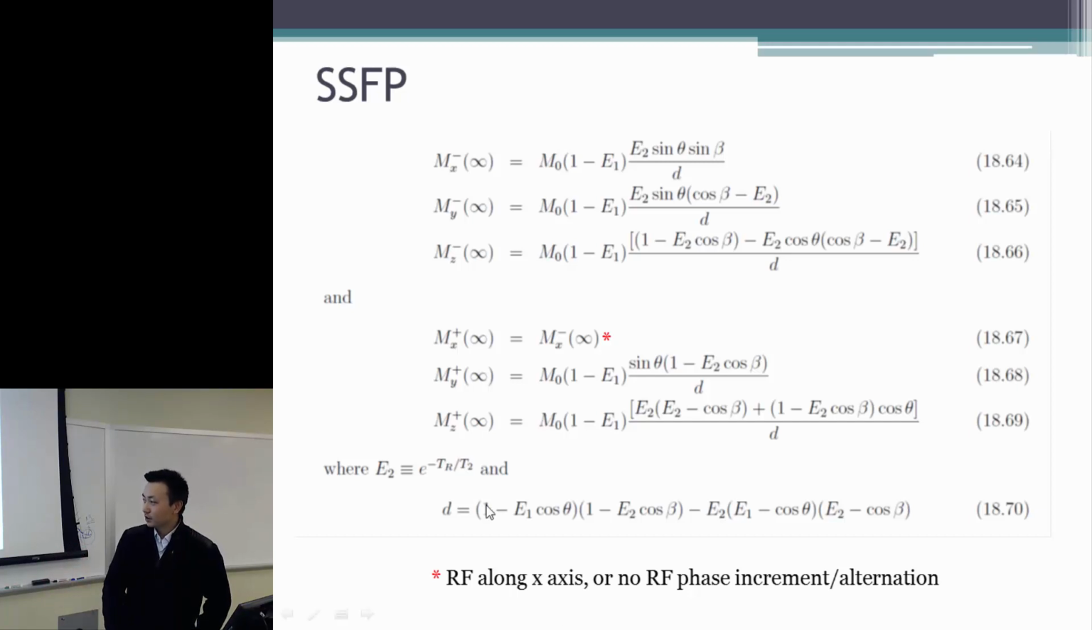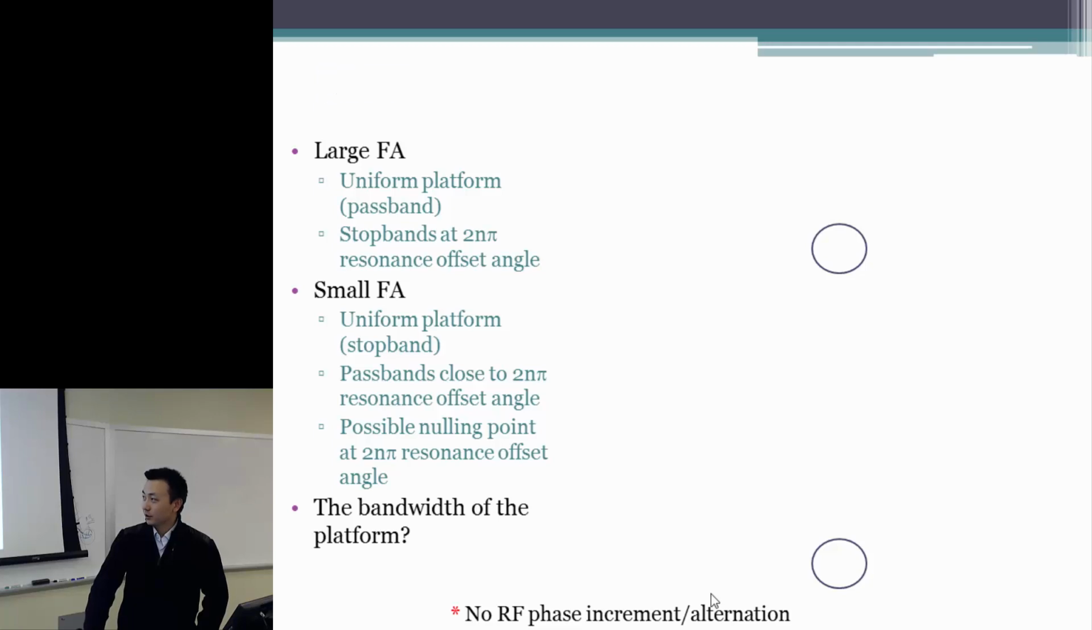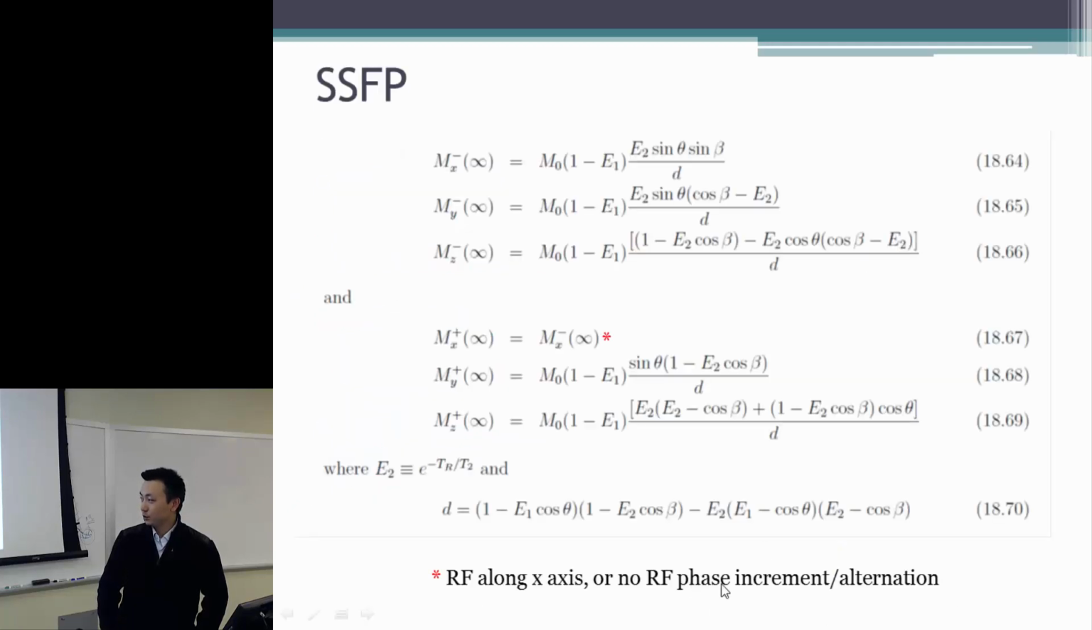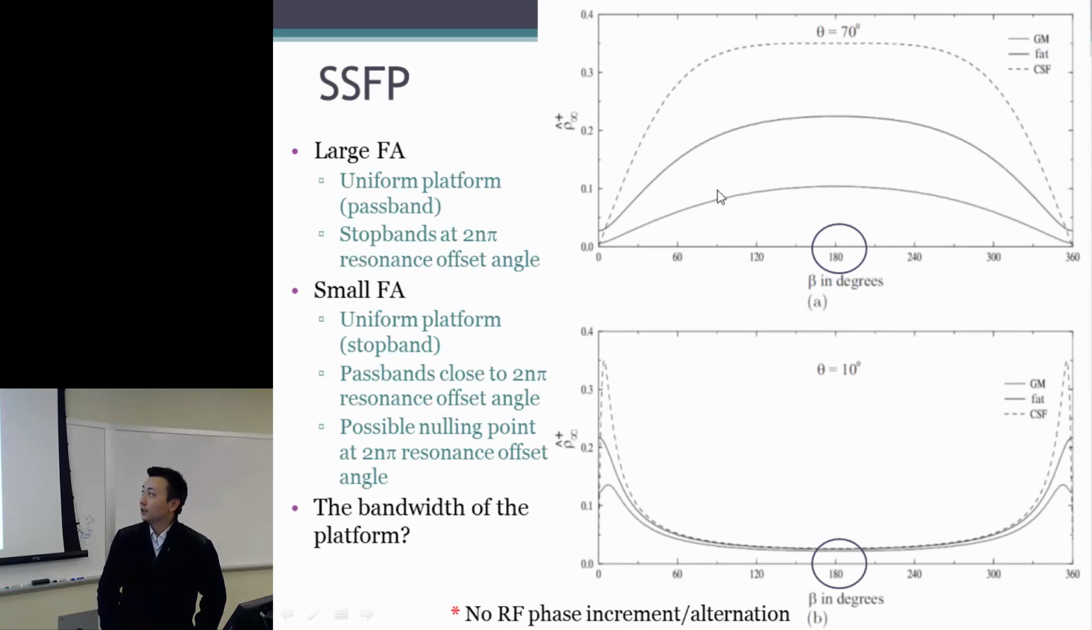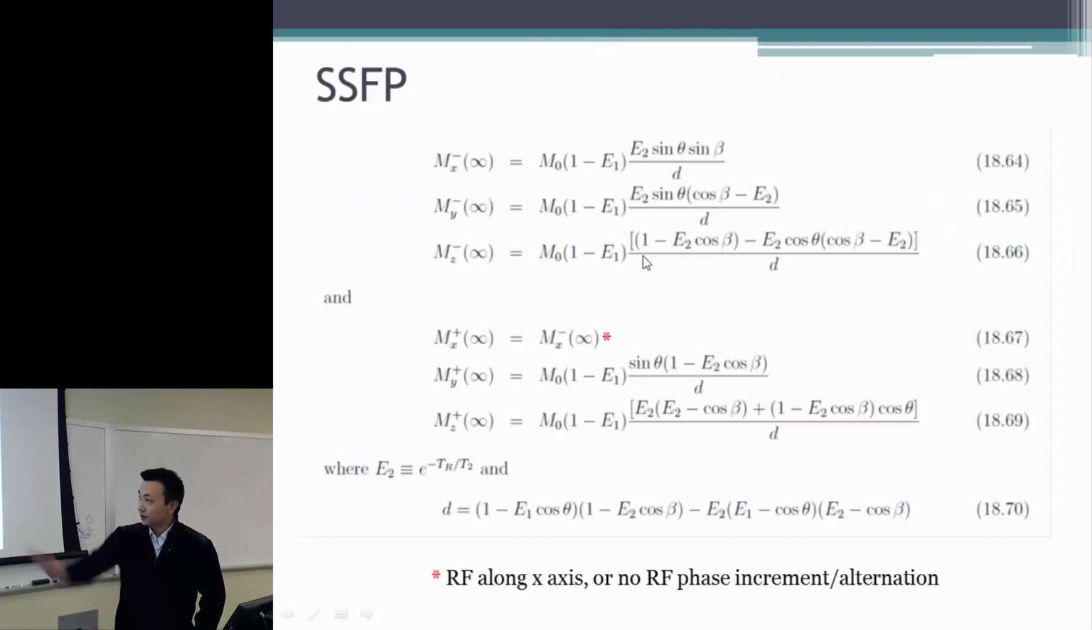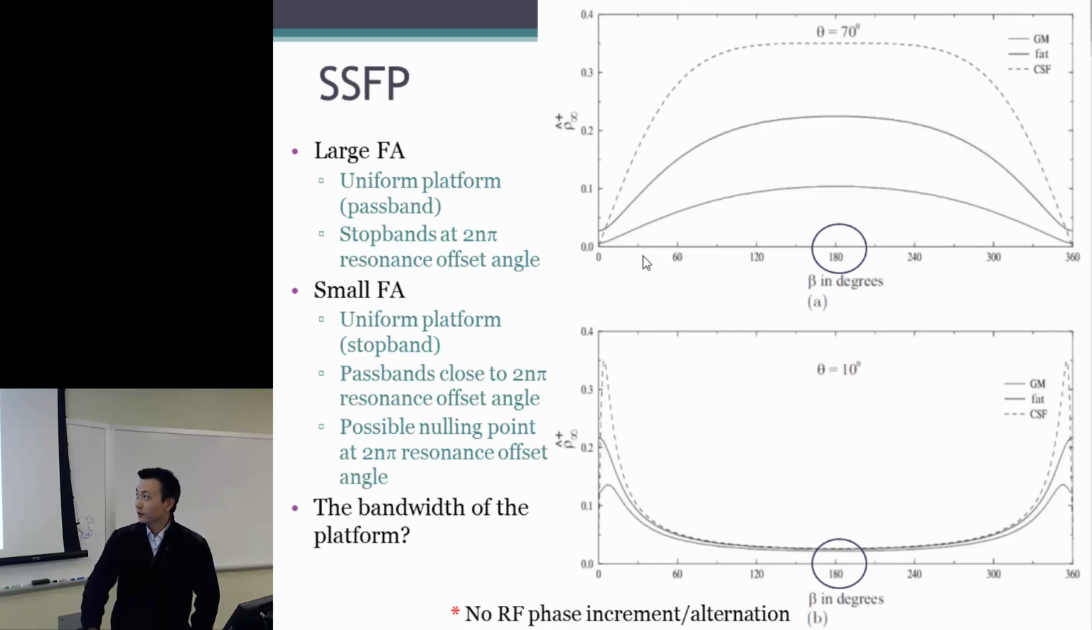This is a very important condition here. We can also say that there is no RF phase increment or alternation. We'll see later what would happen if we do an RF phase increment or alternation. Because this is a very complicated equation, we can only do numerical simulations using computer software. And here is the frequency response profile.